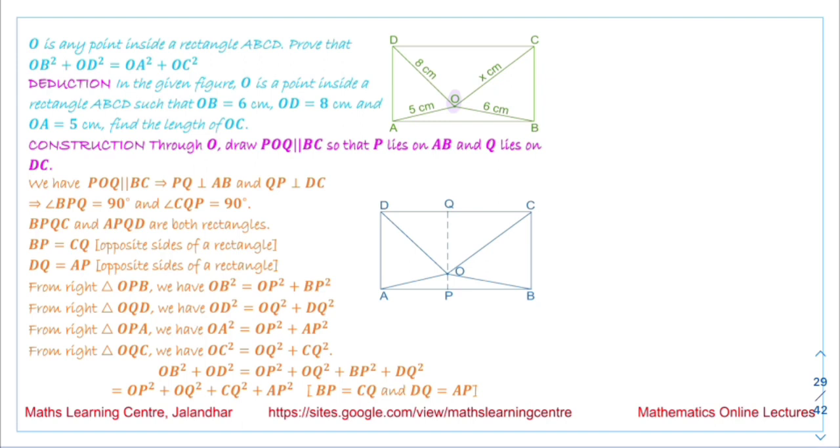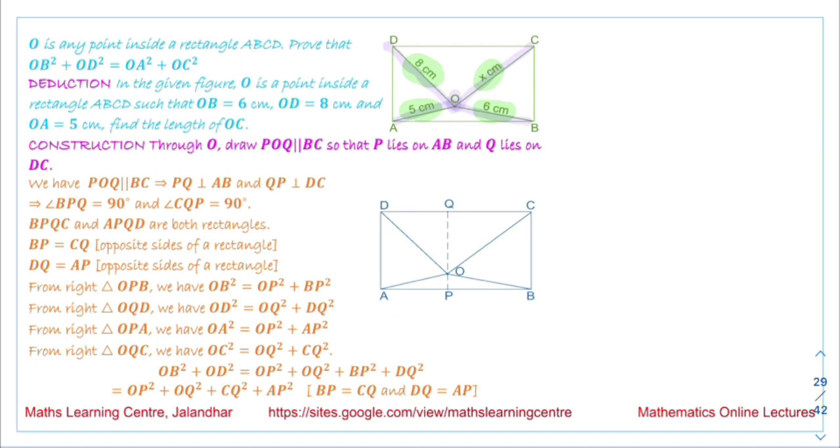OB square, we are talking about this length OB square plus OD square, that is equal to OA square plus OC square. Then we have to do the deduction that in the given figure O is any point inside the rectangle such that OB is 8, OD is, these values are given to us. This length is 8 centimeter, 5 centimeter, 6 centimeter, and x centimeter. We have to find the value of this x.